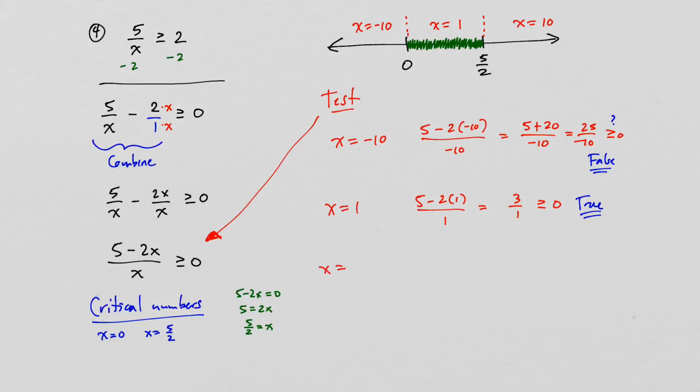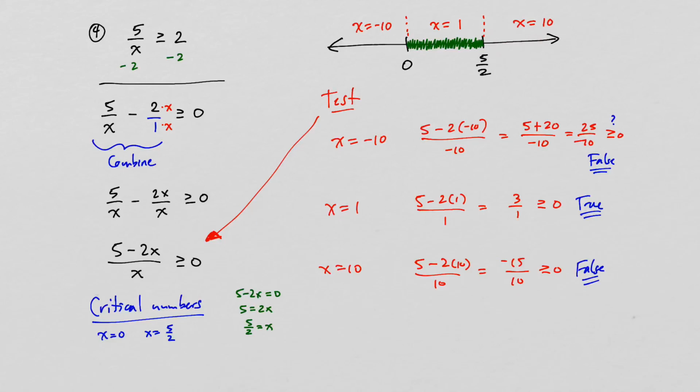And finally, if x equals positive 10, we get 5 minus 2 times positive 10 divided by 10. This is 5 take away 20, which is negative 15 divided by 10. Is that greater than or equal to 0? No, that's false. It's not greater than or equal to 0. And so again, we will not be shading in this interval.